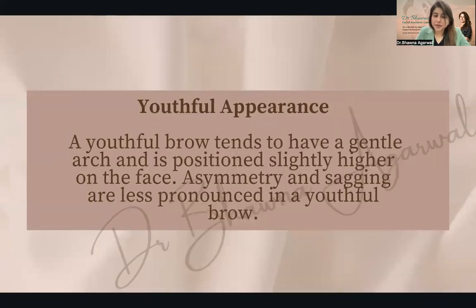Another important aspect of eyebrows is that they have a gentle arch and are positioned slightly higher on the face, and this gives a youthful appearance. When you see eyebrows in teenagers, they give a very raw or unrefined look, whereas youthful eyebrows look very refined, arched and well positioned. And as you gradually age into the senior years, the brow becomes flat and sparse. So this is how the eyebrow changes over the years.